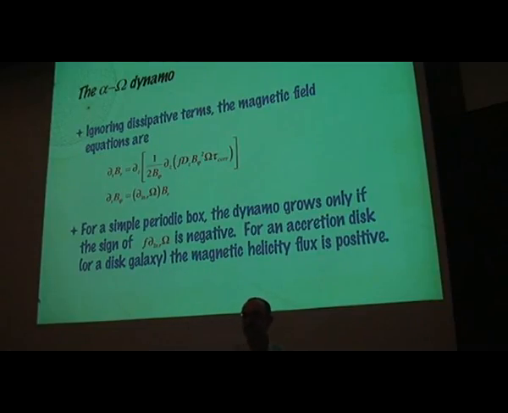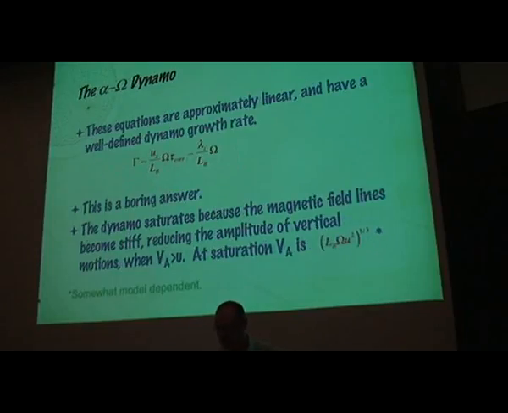Sorry, I have a question. You said there is dynamo growth only if the sign of this term is negative. Is it implied that the saturated level of the magnetic field is very low? Or you haven't observed any growth of the magnetic field in the case of shear flow? Oh, no. One of the characteristics, I'll get to this in a second, but this is not a limit on what the dynamo can do. I guess I forgot to write down that point.